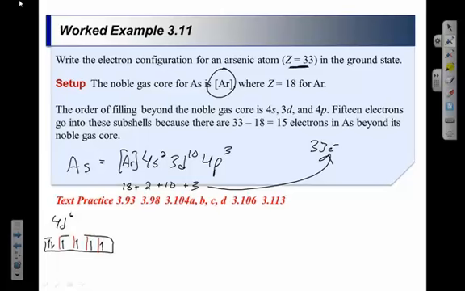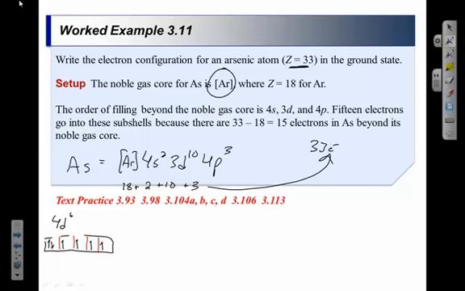Determine the maximum number of electrons that can be found in each of the following subshells. I wanted to mention this one to reiterate that the maximum number of electrons in a subshell is independent of what energy level the subshell is in. It just depends on the type of subshell you're dealing with.